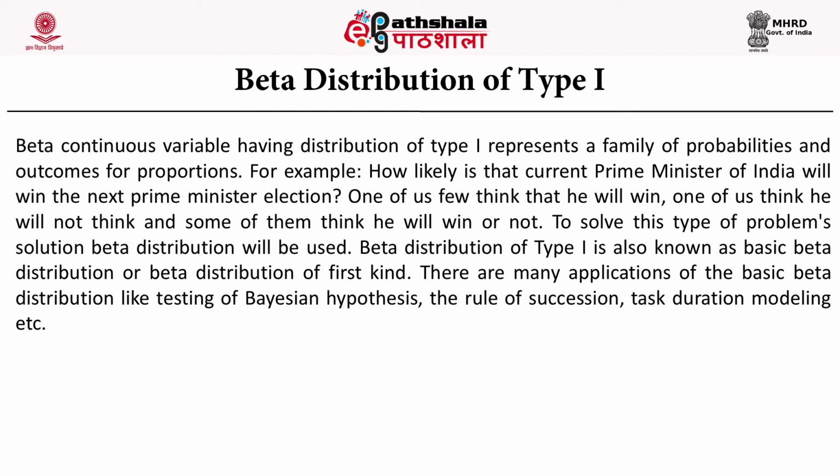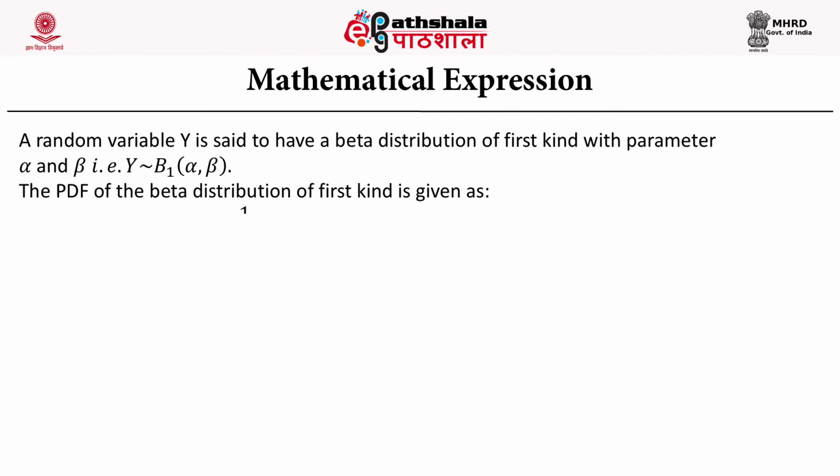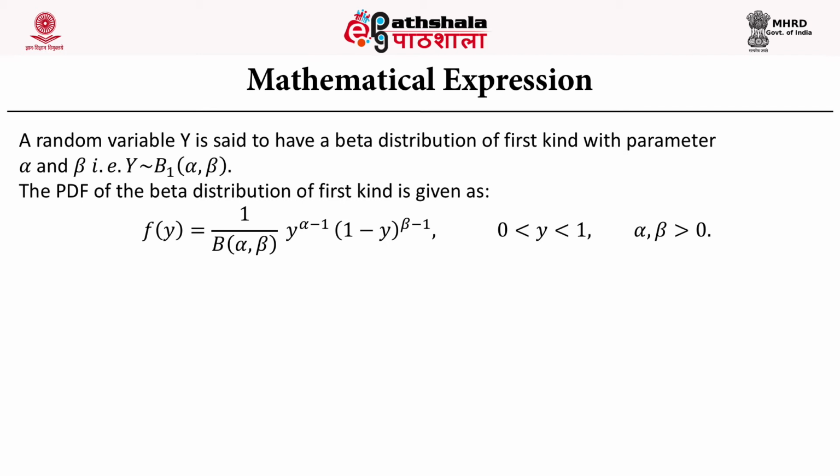Beta distribution of type 1 is also known as the basic beta distribution or beta distribution of the first kind. There are many applications of the basic beta distribution, like testing of Bayesian hypothesis, the rule of succession, task duration modeling, etc. The mathematical expression is: a random variable y is said to have a beta distribution of the first kind with parameters alpha and beta, if y follows beta 1 with parameters alpha, beta.